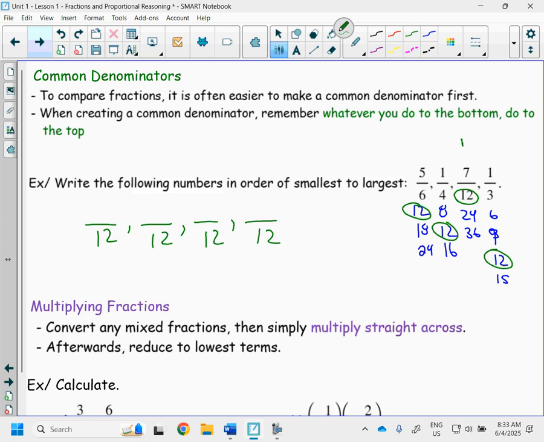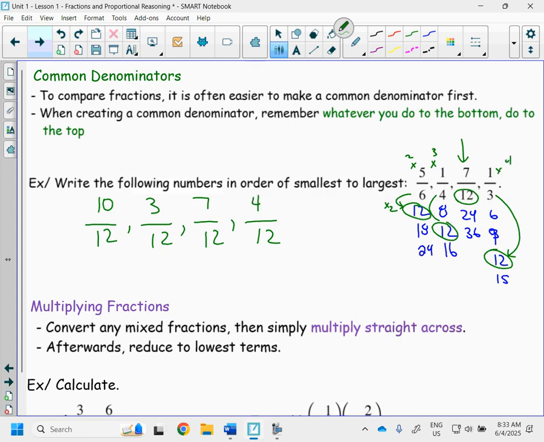Now this one is already a 12, which is my third one. I'm going to put it right there. I don't have to worry about that. When I convert a fraction to something bigger, unlike reducing where we divided both things by a number, now I'm going to have to multiply by a number. Because to turn a 6 into a 12, I had to times by 2. So I have to times this by 2. To turn a 4 into a 12, I had to times it by 3. So I'm going to times this by 3. And to turn a 3 into a 12, I had to times it by 4. So I'm going to times it by 4.